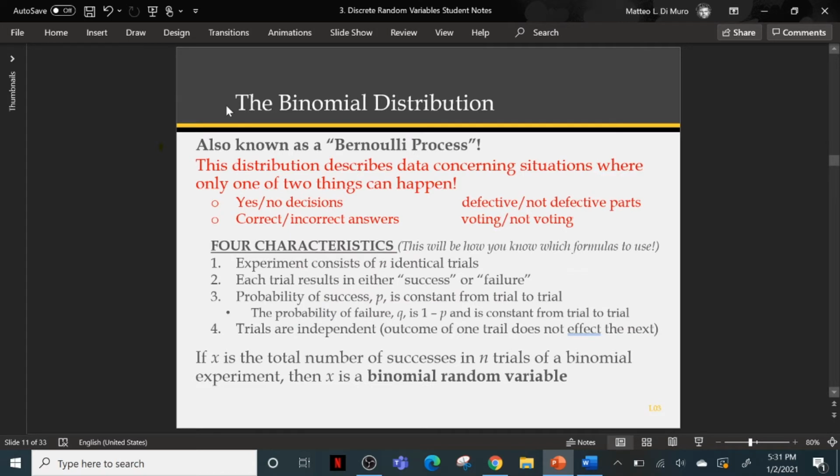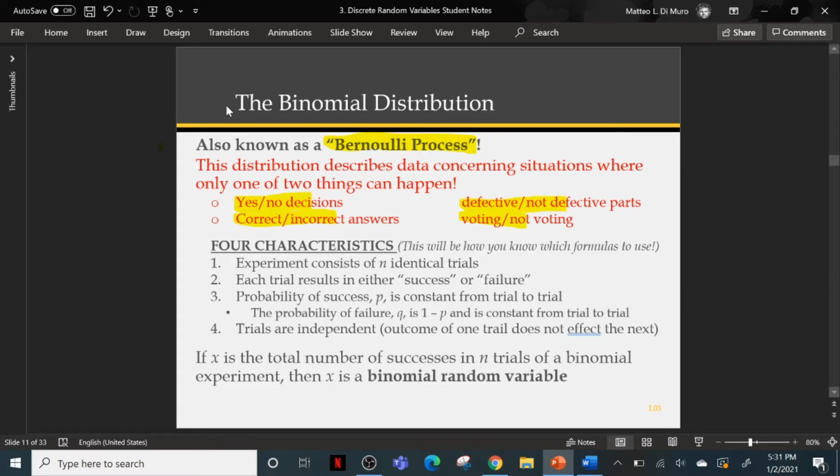Next major topic here is the binomial distribution. It is my favorite distribution, and you might see it referred to as the Bernoulli process after the dude who figured it out. So this is a distribution that describes data concerning situations where only one of two things can happen. So you'll have to watch out for it in questions, but basically watch out for things that are like yes-no decisions, correct or incorrect answers, defective, not defective, like parts, voting, not voting. Anything that is a dichotomy where there's only two possible outcomes is going to be a binomial distribution question.